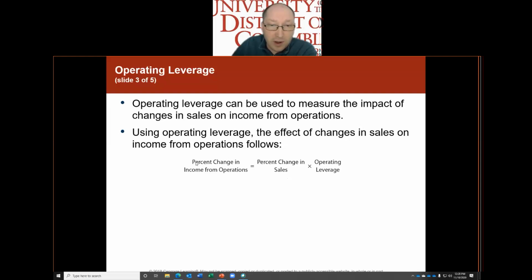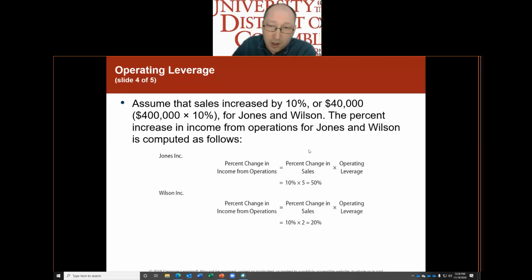Let's see, percent change in income from operations. In order to get percent change in income from operations, you take the percent change in sales times the operating leverage. To get percent change in sales, you take your new minus old divided by old. In this example, it's 40,000, we'll say. The increase was by 10%. You take your percent change in sales, 10%, times the operating leverage to give you your percent change in income from operations.